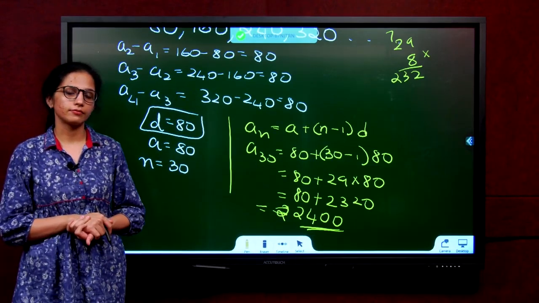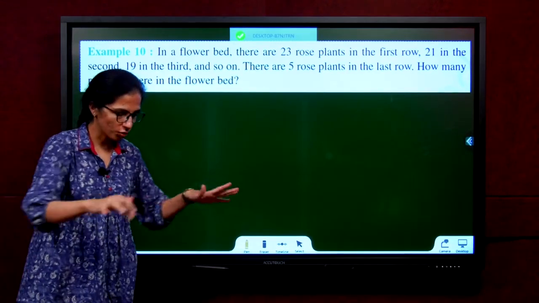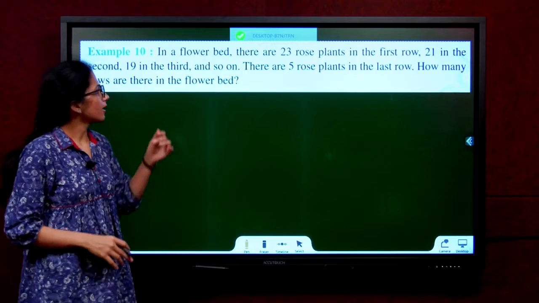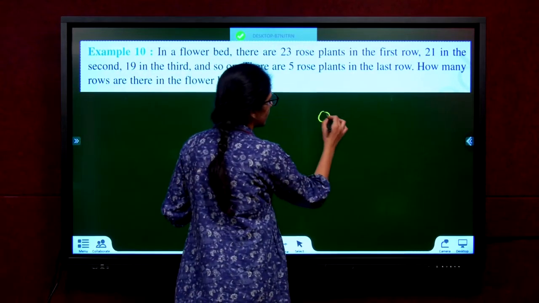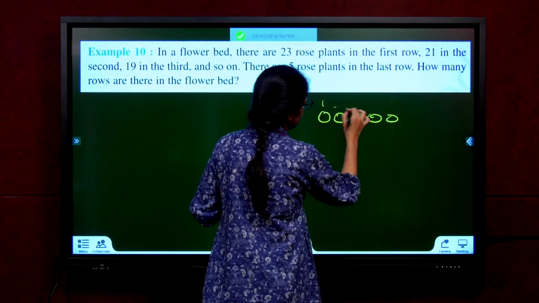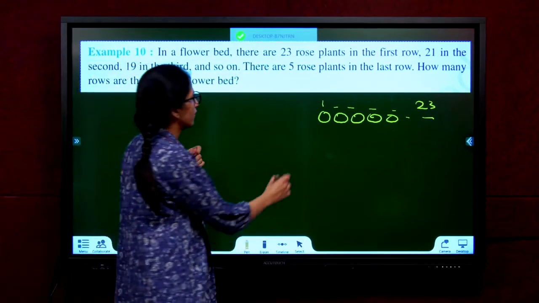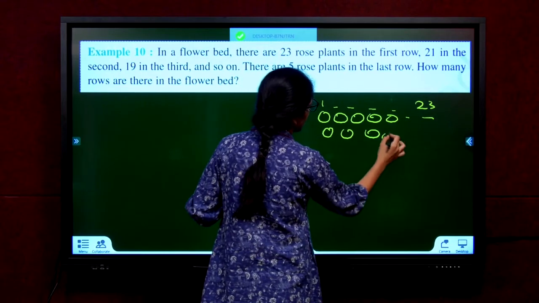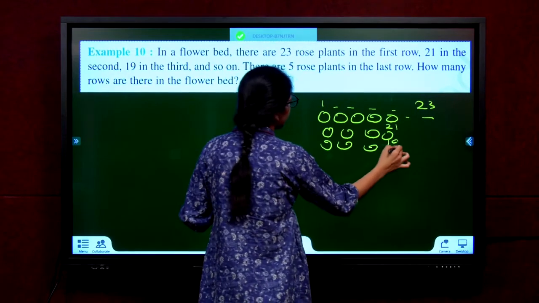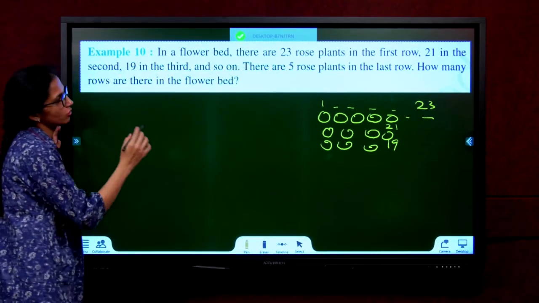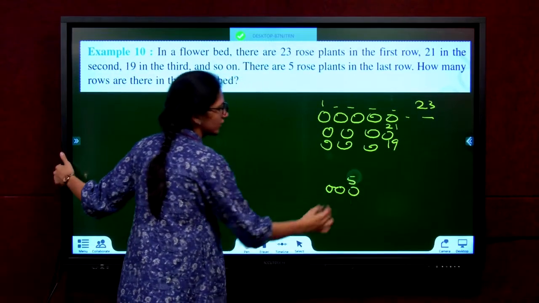Example 10. A flower bed is nothing but a land in which you have roses or any flowers kept. There are 23 rose plants in the first row. In the second row you have 21 rose plants. In the next row you have 19 rose plants. And the list goes on. There are 5 rose plants in the last row. In the last row there are only 5.